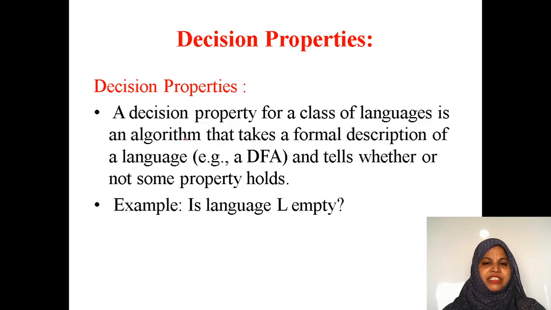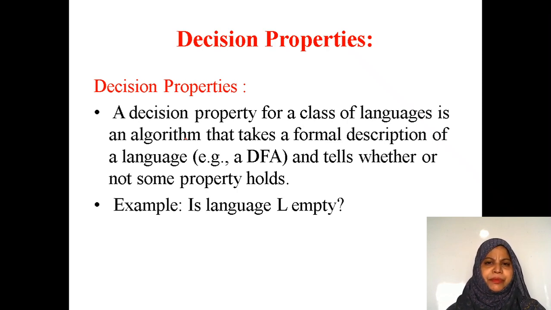Now go for the second one, decision properties. What do you mean by decision properties? The closure properties, already you know. Now the second one is the decision properties. A decision property for a class of languages is an algorithm that takes a formal description of a language. For example, how are you going to describe the language? By using the DFA, the NFA, Turing machines, pushdown automata, you are going to describe the particular language.